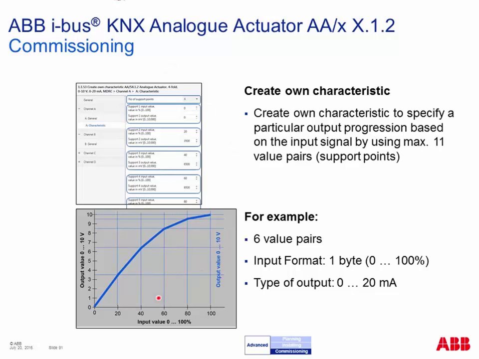Another solution is, for example, when we have a kind of valve drive which is not linear, and we want to change this non-linear behavior by using an analog signal. Then we can also use our own characteristic. For example, here is our input value between 0 and 100%, and here we have our output value. At the beginning, between 0 and 20, you see it's rising, then it gets slower, slower, slower. So with this parameterization, we can compensate the non-linear behavior of a valve drive. It is also possible. In total, we have the chance to use up to 11 of these value pairs.